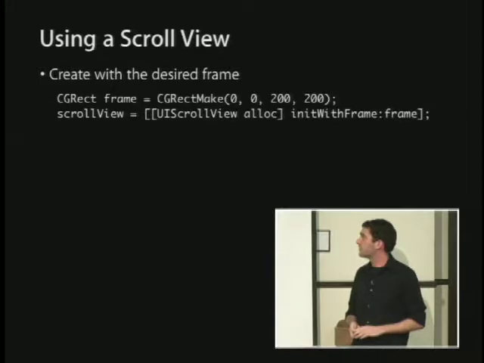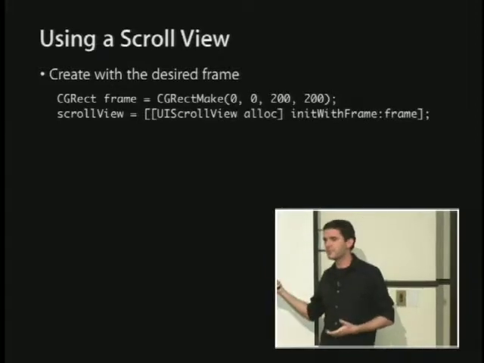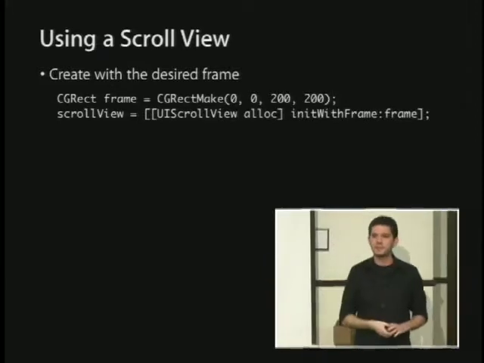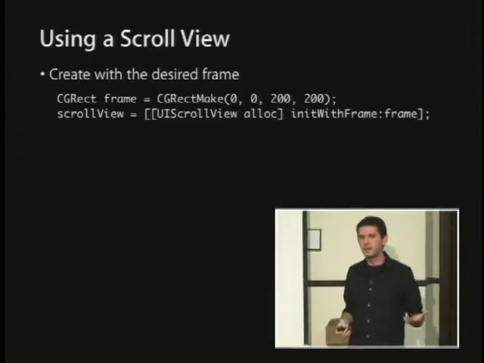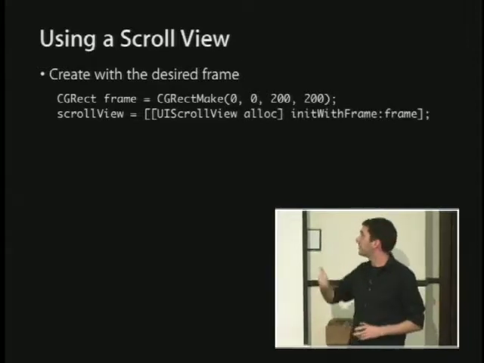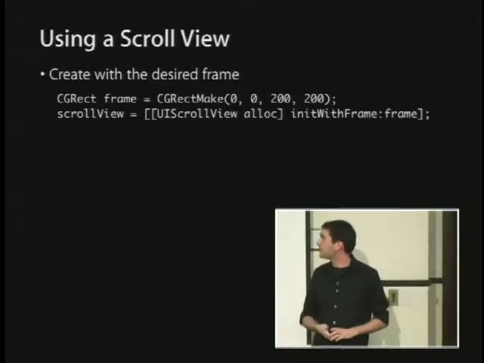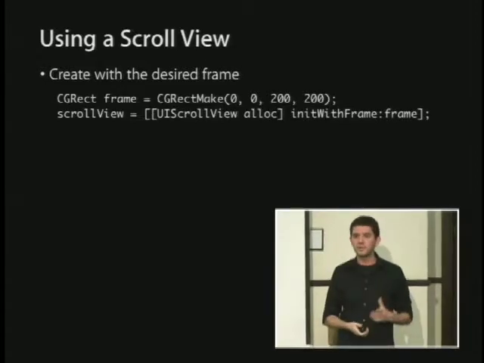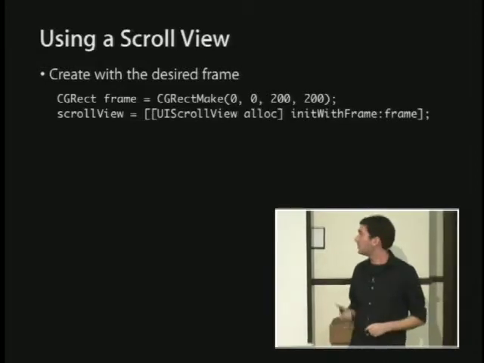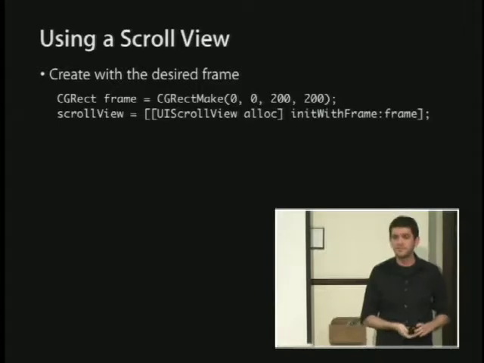The first thing you want to do is create your UI scroll view. You can either do this in Interface Builder or you can do it programmatically. It's just a subclass of UI view, and it uses the same designated initializer, init with frame. So we'll create our frame here, CGRectMake 0, 0, 200, 200, and we'll call UIScrollView alloc init with frame: frame.